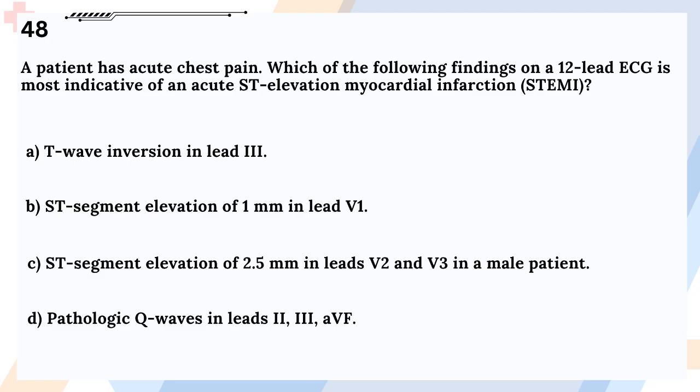Question 48. A patient has acute chest pain. Which of the following findings on a 12-lead ECG is most indicative of an acute ST elevation myocardial infarction, STEMI? A. T-wave inversion in lead 3. B. ST segment elevation of 1 mm in lead V1. C. ST segment elevation of 2.5 mm in leads V2 and V3 in a male patient. D. Pathologic Q waves in leads 2, 3, aVF.